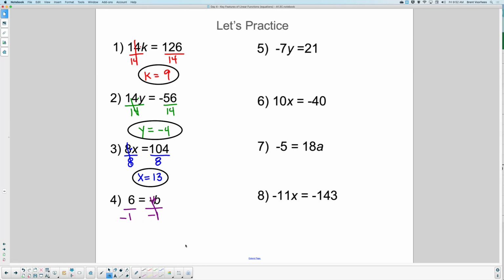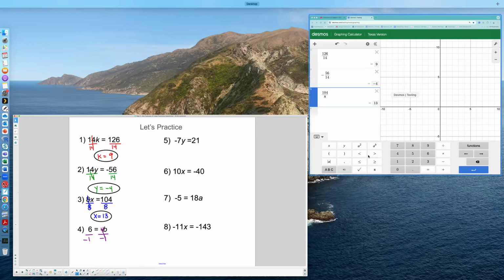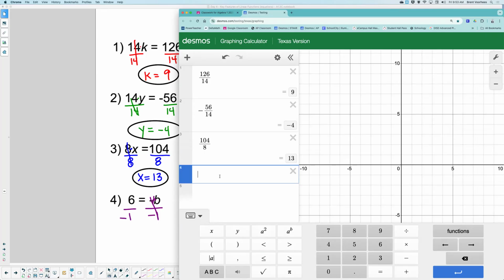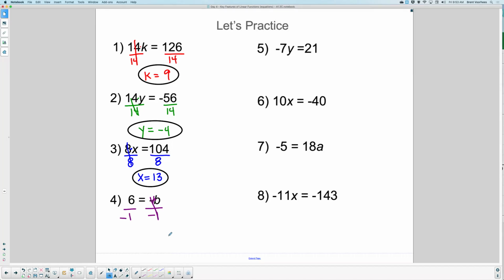And so we're going to take 6 and divide that by -1. That's our step now. Take 6 and divide that by -1. What is 6 divided by -1? -6. You can leave the b second, or you can rewrite it with b first. That's what I'll do. I'm going to say b is equal to -6.